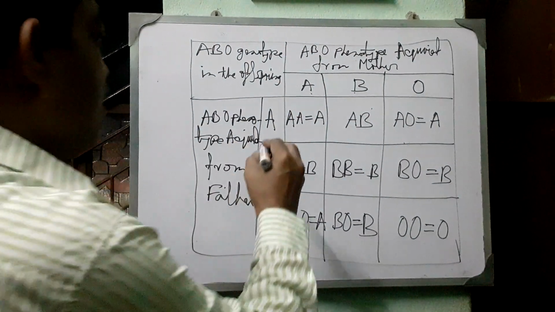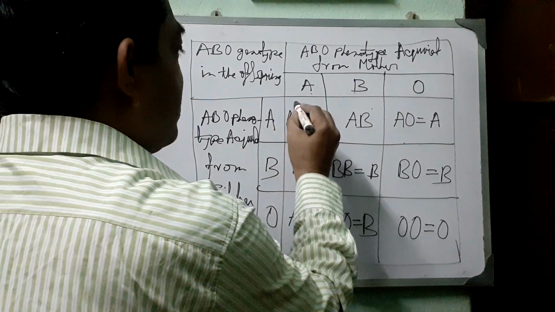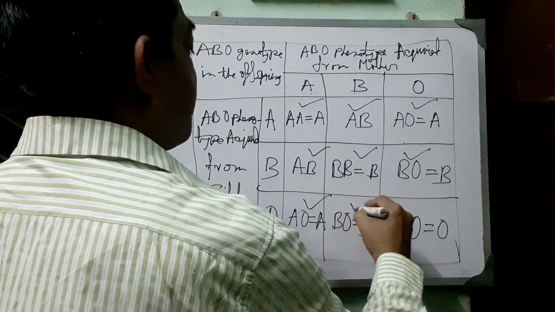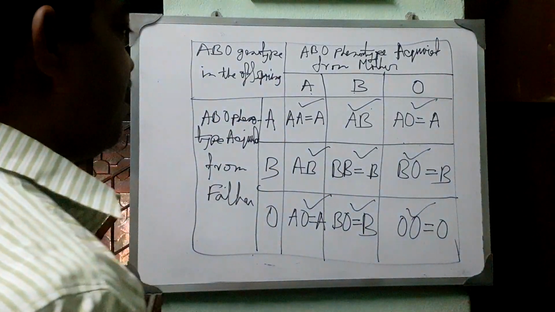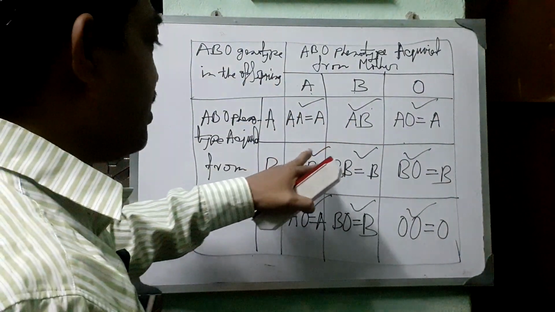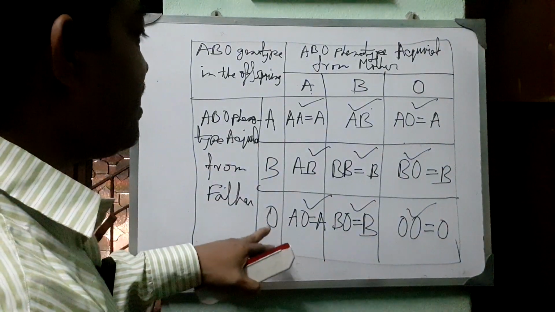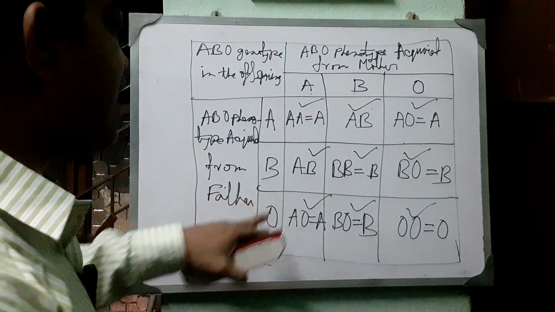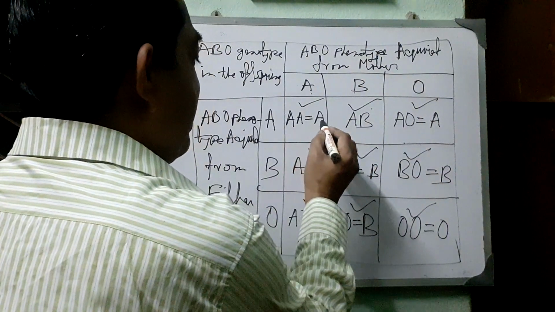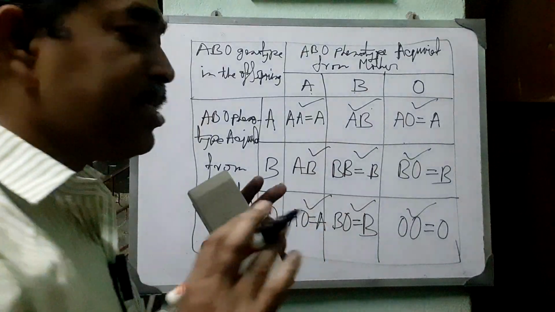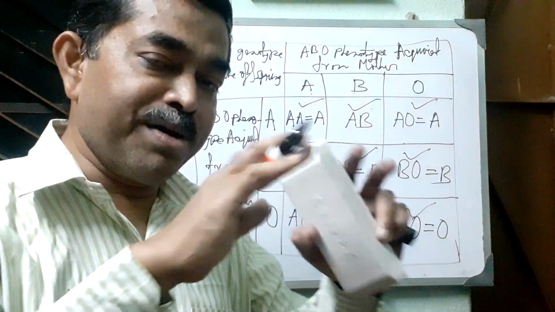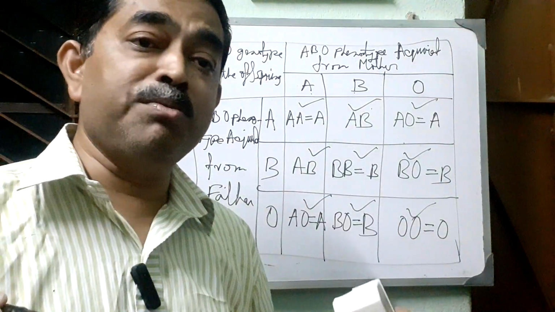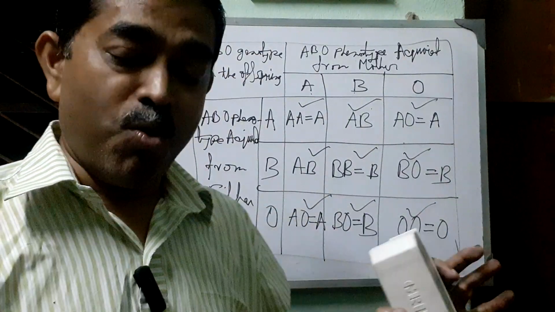So these 9 types of genotypes can be produced in the offspring. Although it is 9, actually it is giving 6 genotypes from 9 genotypes, and 4 phenotypes of the ABO blood group.